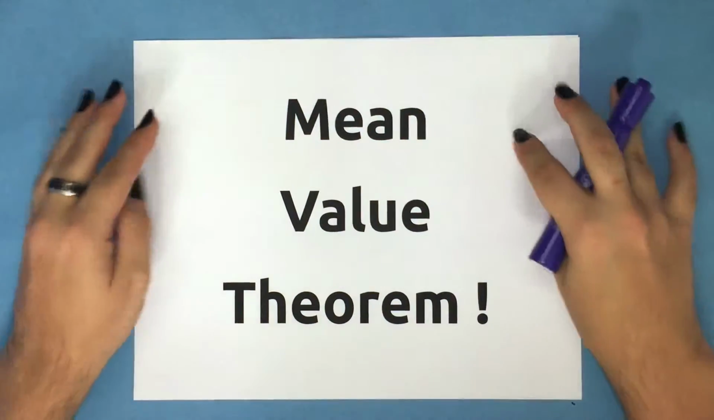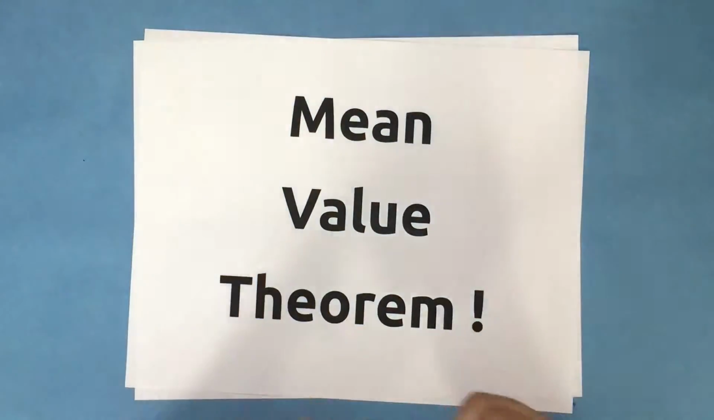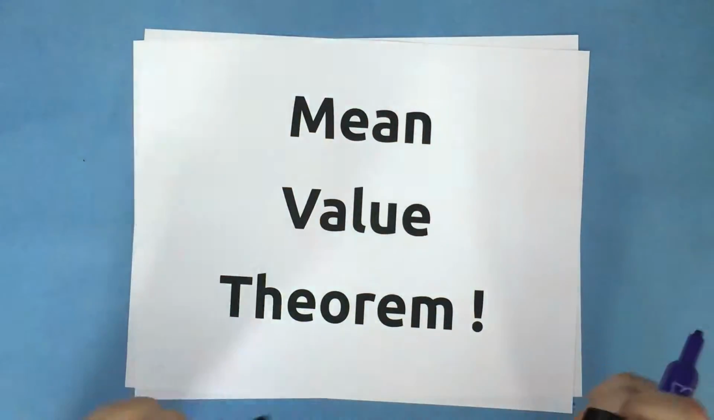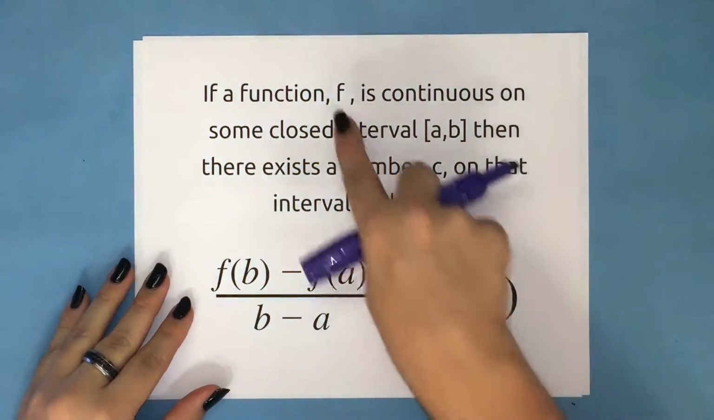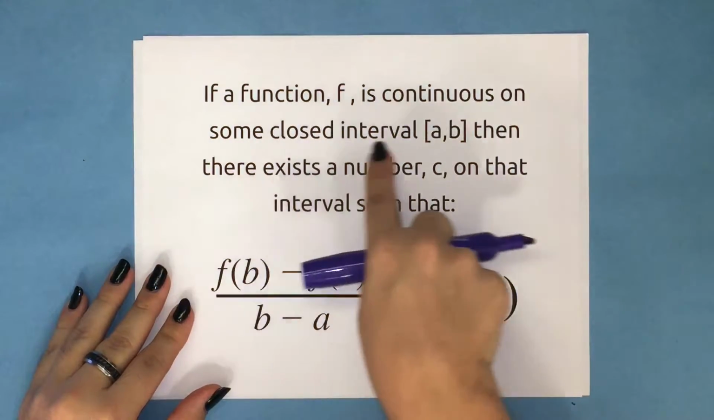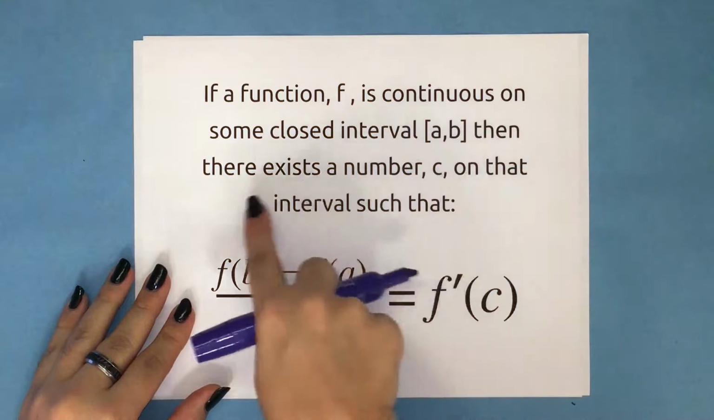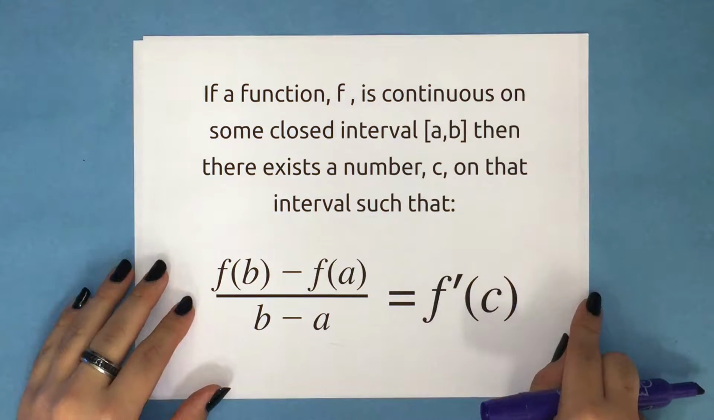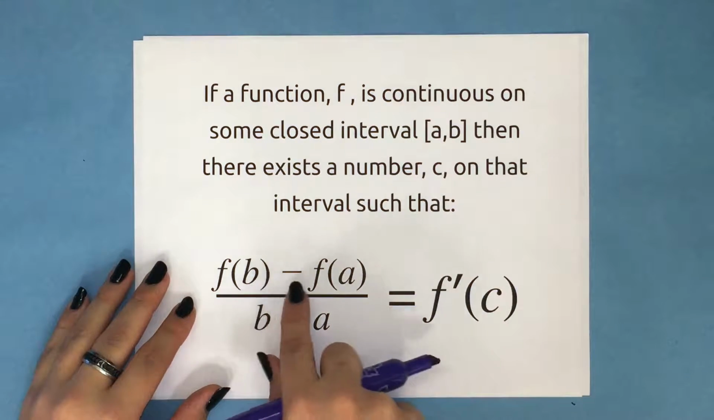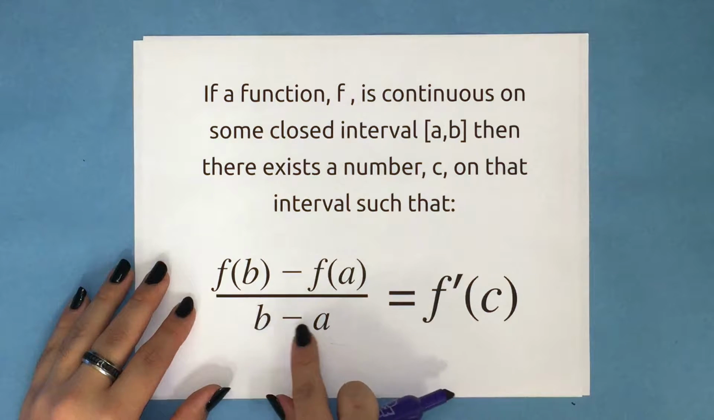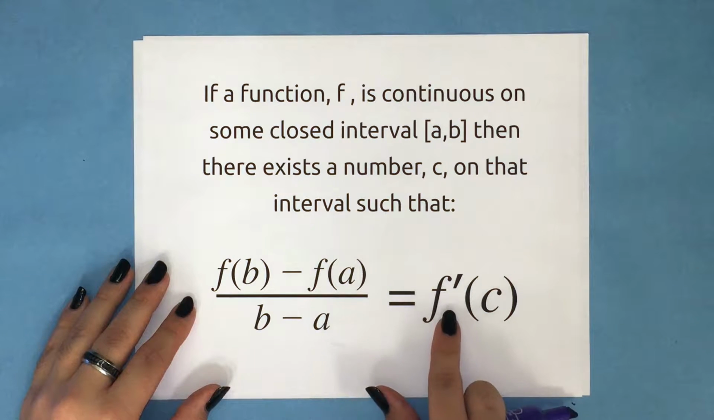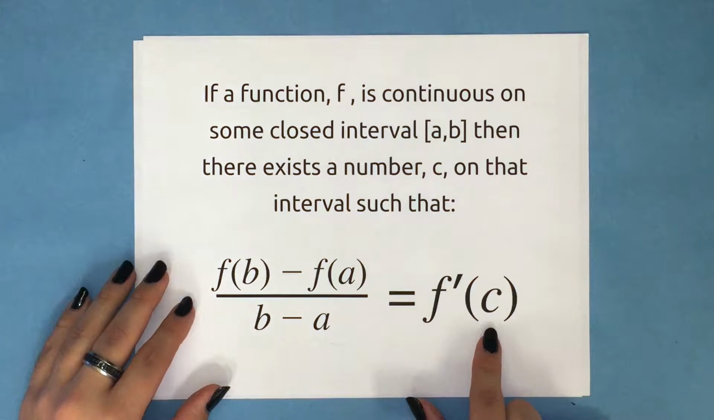In this video, I'll be explaining the mean value theorem, what it means, and why it's useful. The mean value theorem says that if we have a function f, which is continuous on some closed interval a to b, then there exists some number c on that interval such that f of b minus f of a over b minus a is equal to the derivative at some point c.